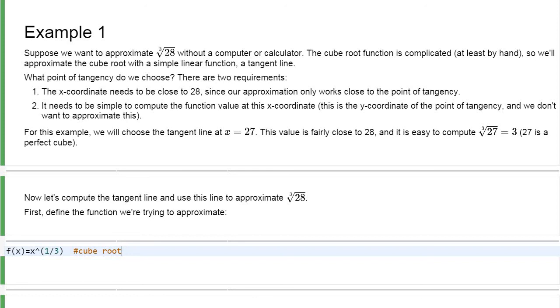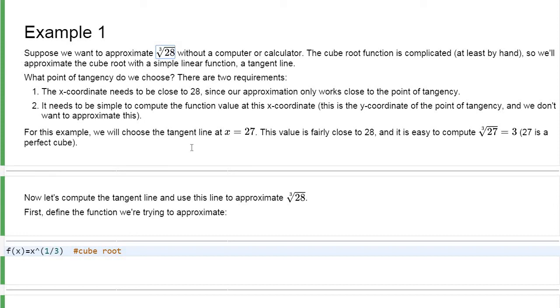Well, there are two different requirements. One, the x-coordinate of our point of tangency needs to be close to 28, because we're trying to approximate the cube root of 28. The tangent line is going to be a good approximation for the cube root only when the point of tangency is close to the 28 that we're trying to approximate.